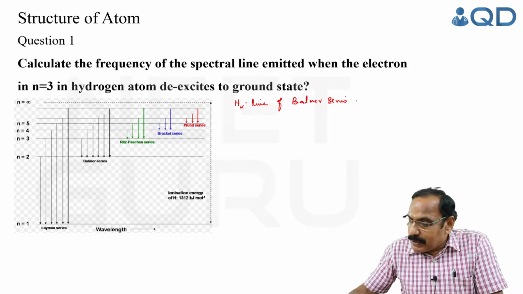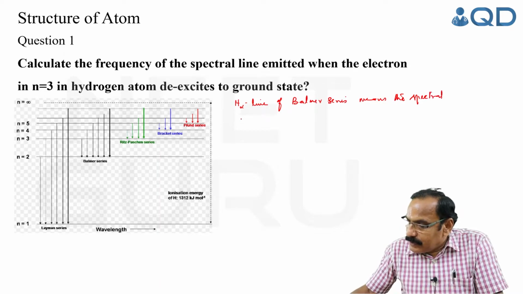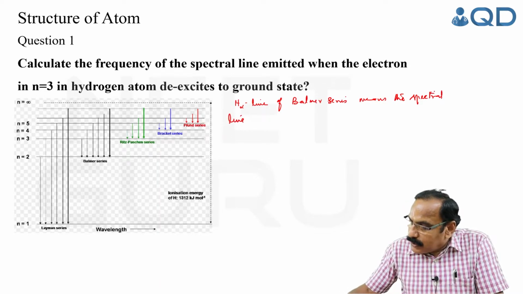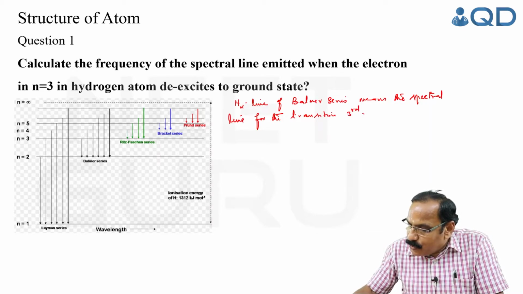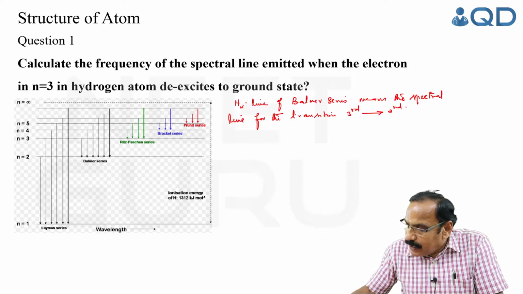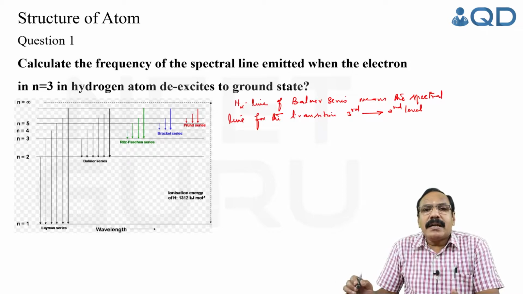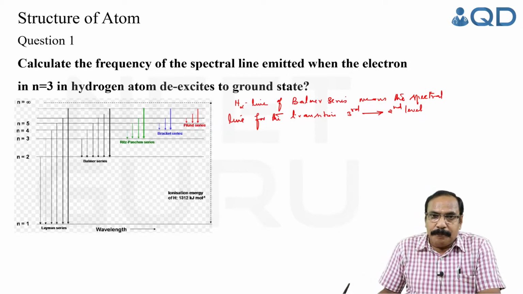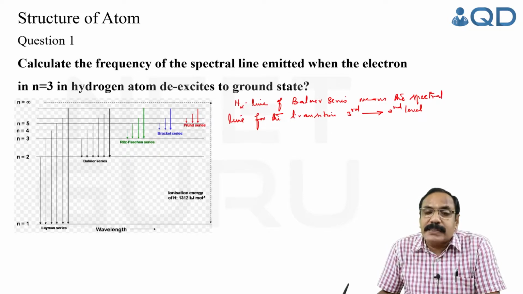Alpha line of Balmer series means the spectral line for the transition from third level to the second level. So, for all Balmer series, the electron returns to the second level. If it is from the third level to the second level, we call it the first line of Balmer series.